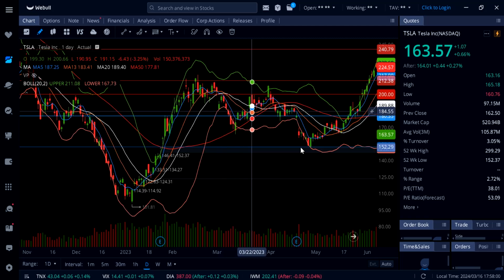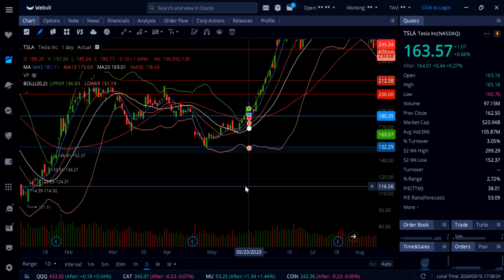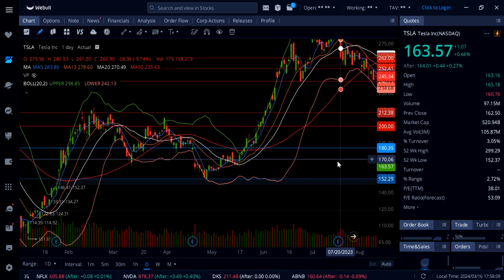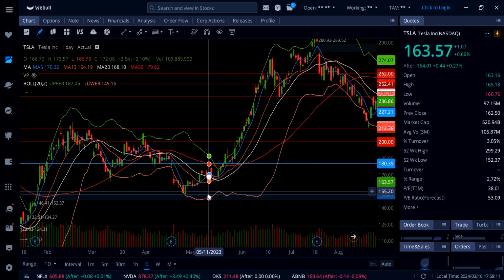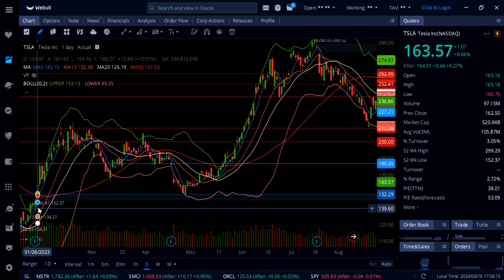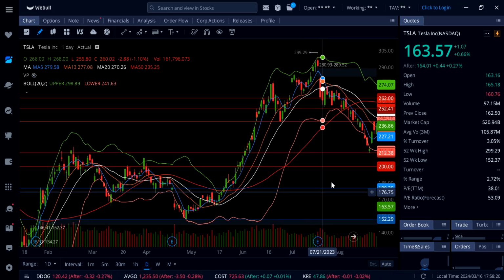And then we got another pullback, right? And from here, I'm just giving you only a few examples. You can go back and look every time. Look at this monster rally from right here, 152. That is a big support. Not even closing this gap, 146. Another monster rally all the way up to almost 300.